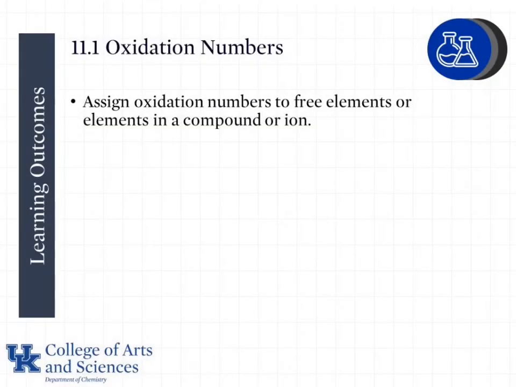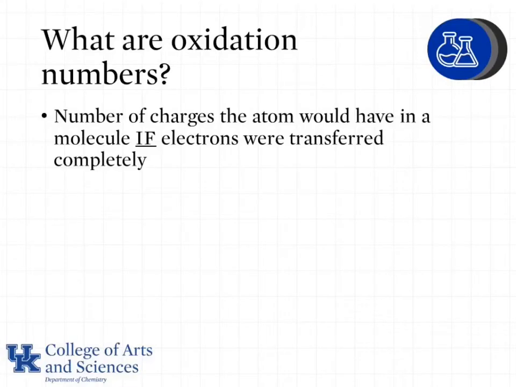In this lesson, we will learn to assign oxidation numbers to free elements or elements in a compound or ion. Oxidation numbers are the number of charges an atom would have in a molecule if the electrons were transferred completely. Remember that in ionic compounds, electrons are transferred completely, but in molecular compounds, they are shared.